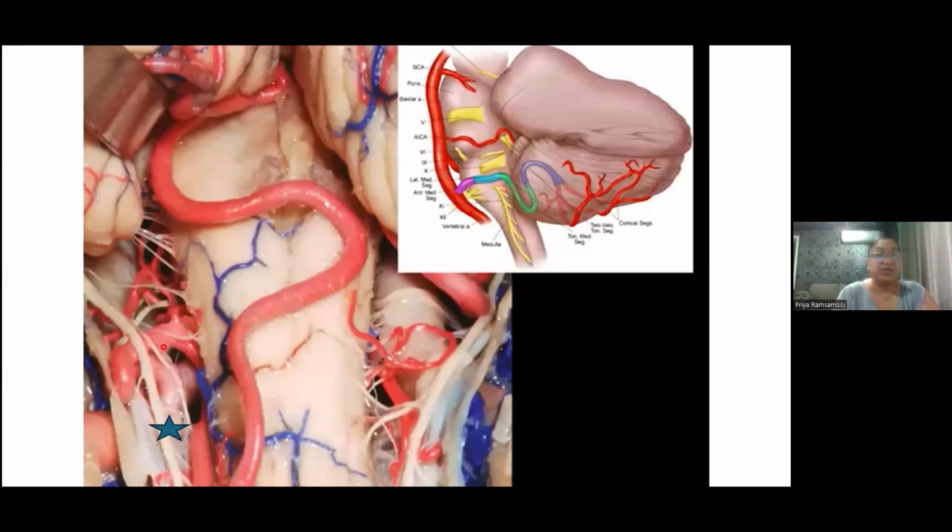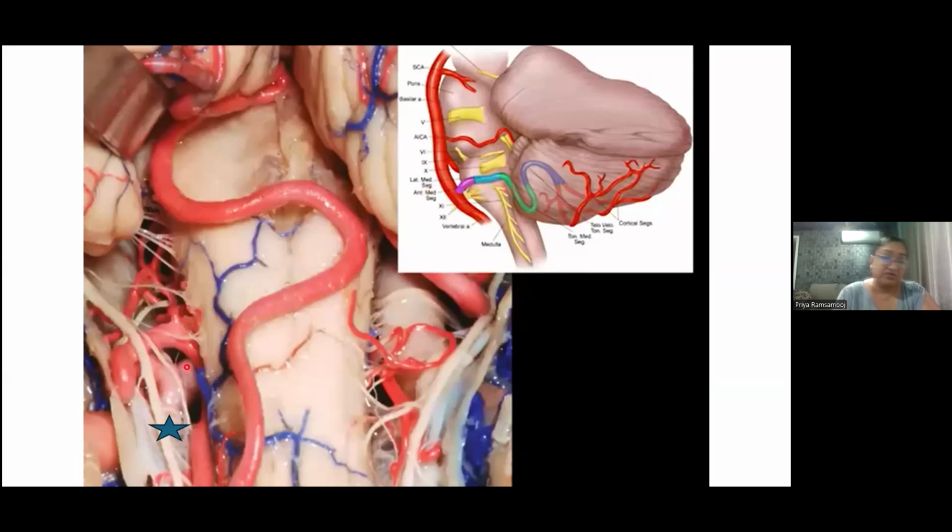It passes between the vagus and the accessory nerve over the inferior portion of the cerebellar peduncle, and then it divides into two branches, right? And you have a medial branch and a lateral branch. Okay, so if we're supposed to follow here, this is where it comes off. Look at it in the purple, right? In essence, that is the anterior medullary segment, okay?